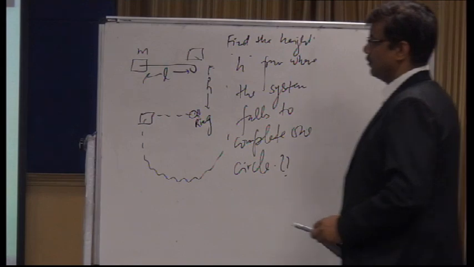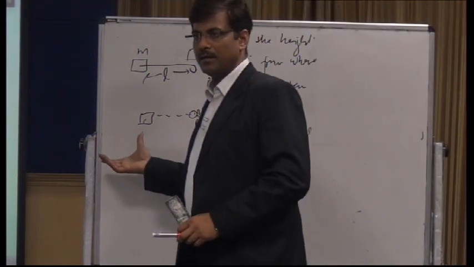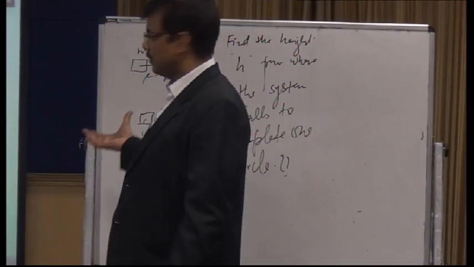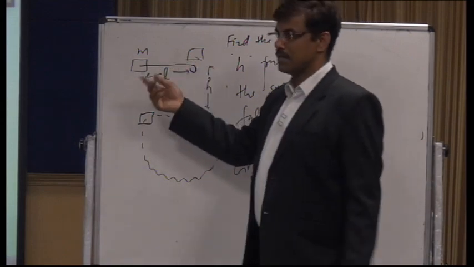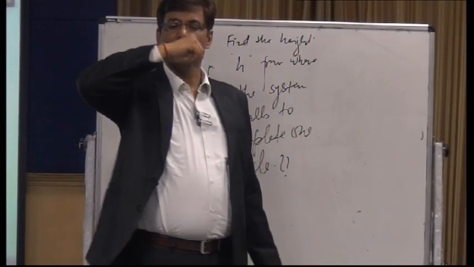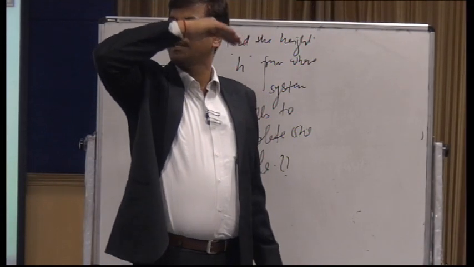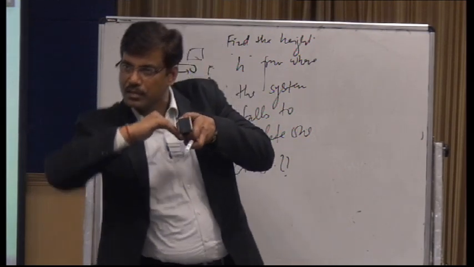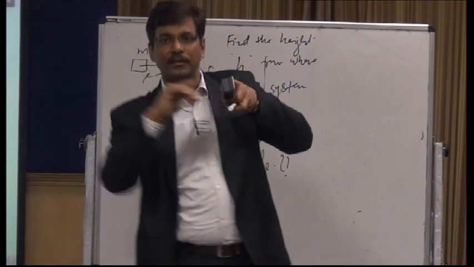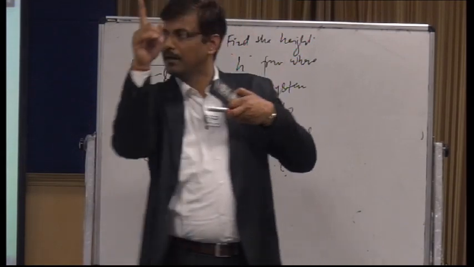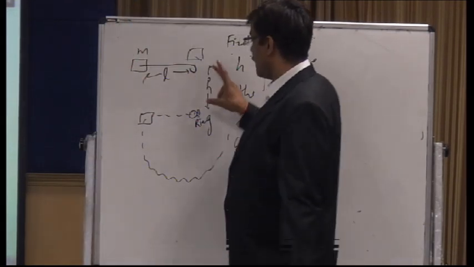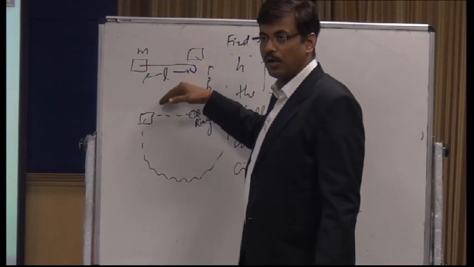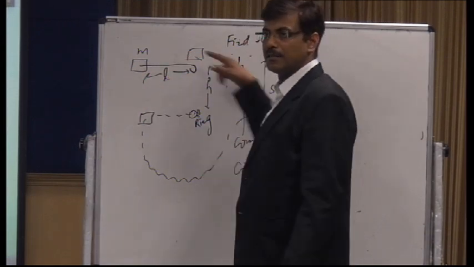Should I explain again? There's a ring, there's a mass, the mass is attached with the hook and the mass together falls, it incidentally is stuck into the ring and then it goes one round. Okay? You have to tell the height from which you allow the system to fall so that it makes one complete circle.